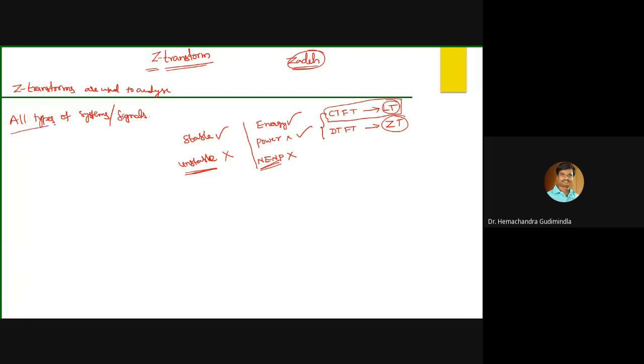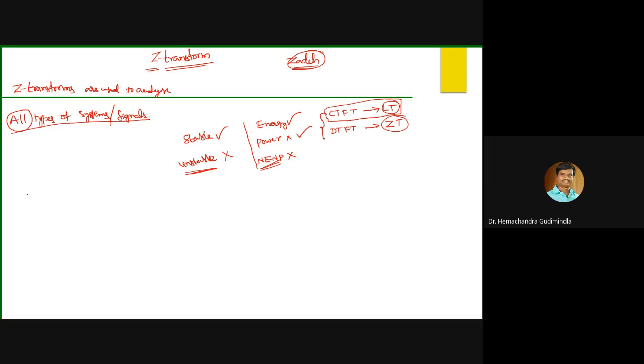So all types of systems and signals we can analyze. But here also one drawback is there. What type of signals we cannot analyze using Z transform, we will discuss. But as of now, the disadvantages arising from the Fourier transform, we can overcome using Z transform.